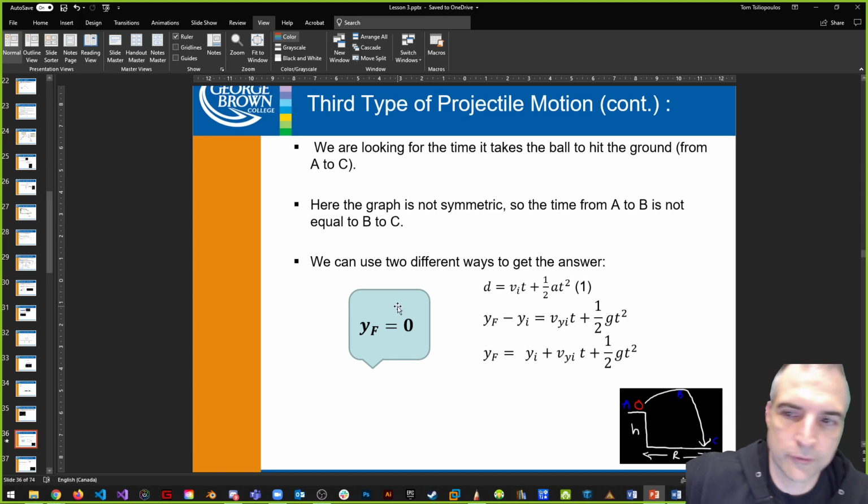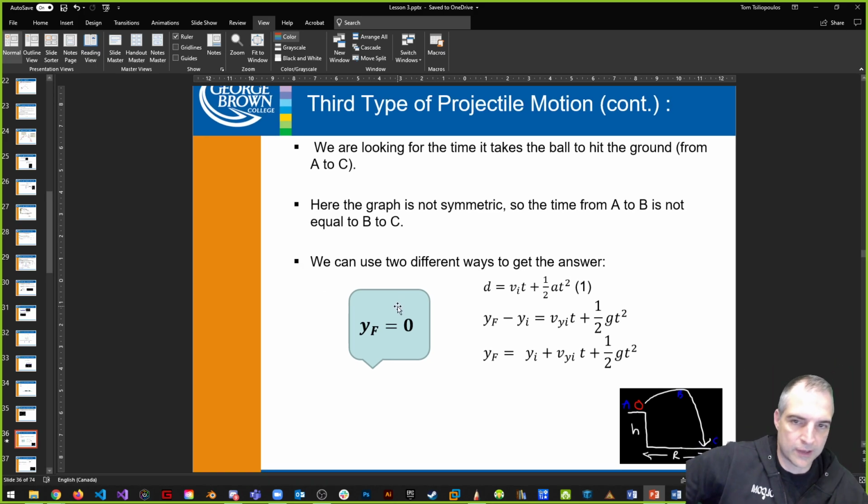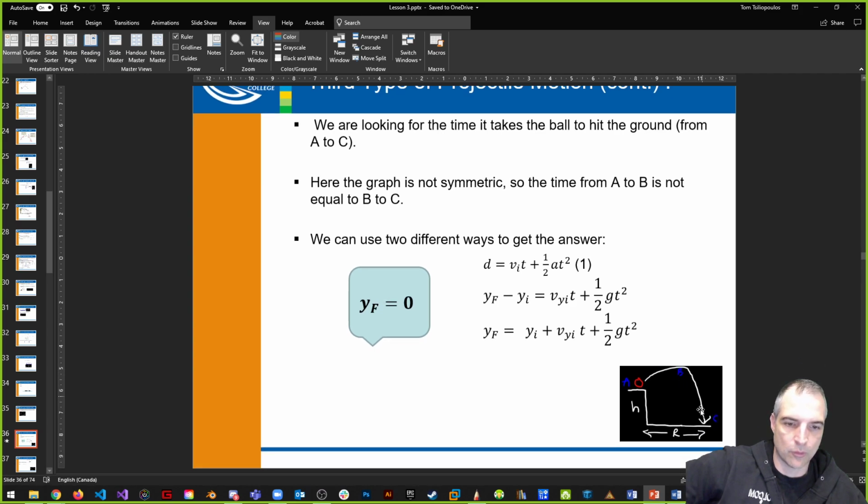So again, we're looking for the time it takes. If we're looking for the time it takes for the ball to hit the ground from here to here, we want to go from A to C. Here the graph is not symmetrical, so the time from A to B is not equal to from B to C. Okay, it's not equal motion, right? We can use two different ways to get to the answer. We can use this way, where we know that y final is equal to 0.